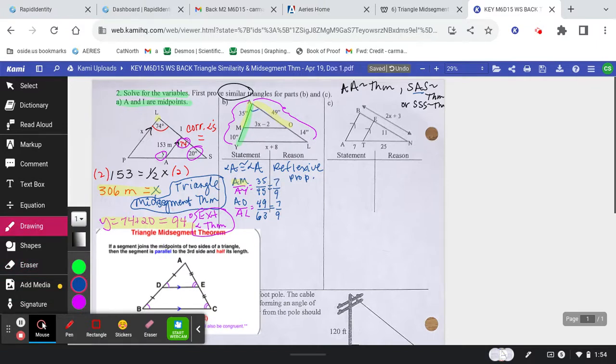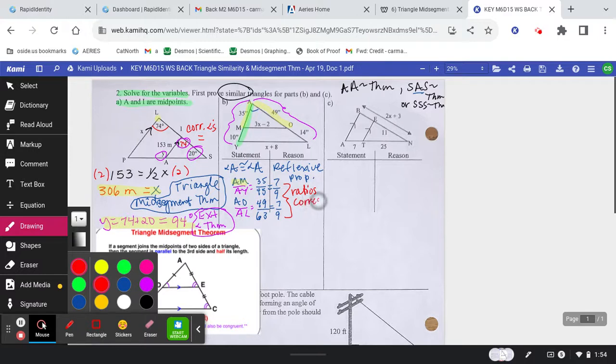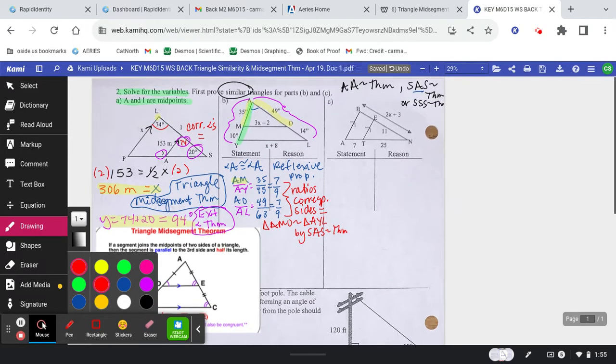So do you see how I get the same ratio for both? 7/9. You could have done this whole thing as big over small, and got 9/7 and 9/7. So we did get that the ratios of corresponding sides are equal. They are both 7/9. And so I can say that triangle AMO is similar to triangle AYL by side angle side similarity theorem. So all of that work was for the proof.